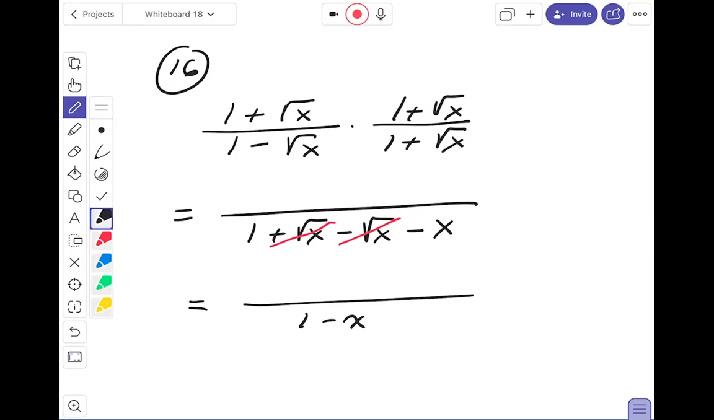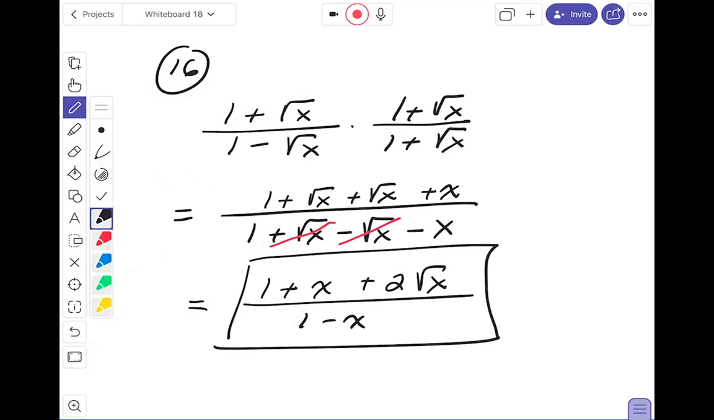Let's do the top. What do you get over there? 1 plus root x plus root x plus x. What does that give me? 1 plus x plus 2 root x. Put a box on it, look at my key, and see if I can agree with it. 1 plus x plus 2 root x over 1 minus x. All right, let's go to 17.